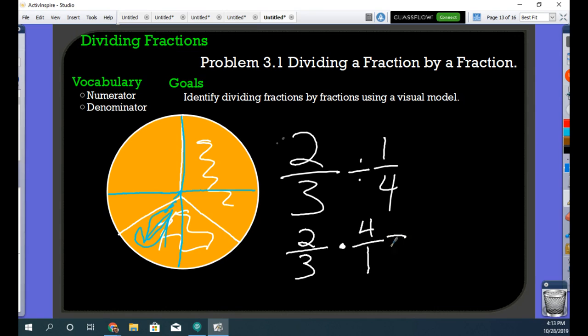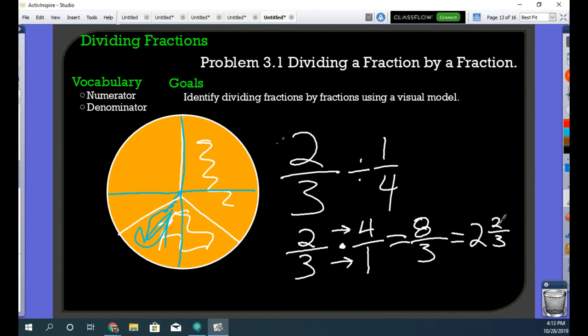So then here, your student knows what to do. We multiply straight across. 2 times 4 is 8. 3 times 1 is 3. We go ahead and simplify that improper fraction to 2 and 2/3. 3 goes into 8 twice, so that gives us 2 whole numbers with 2 remainder. So that's still divided by 3, so we get 2/3 there.